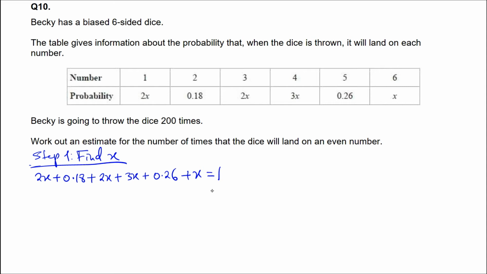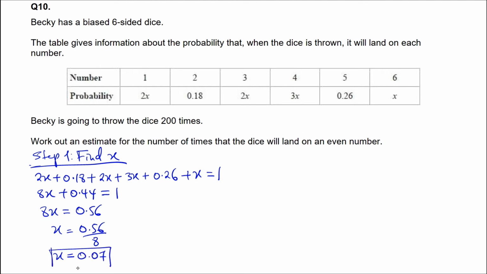So basically 8x plus 0.44 is equal to 1, which implies that 8x will be equal to 0.56, which implies that x will be equal to 0.56 over 8. So x will be equal to 0.07. All right, so we have the value of x. And now we are ready to go to step 2.